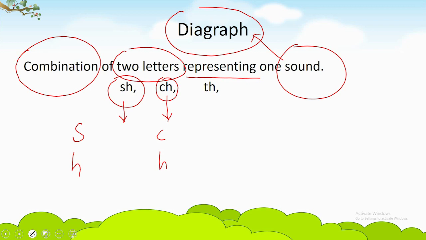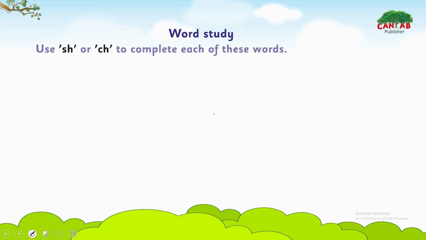The third one is TH. T sounds for T and H sounds for H. But here when we combine the two letters, T and H, it sounds like th. Now let's see the examples. In these words you have to use sh or ch.